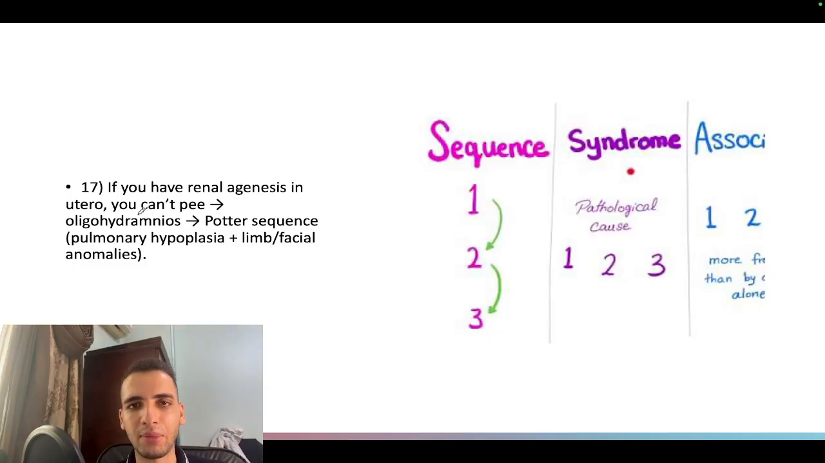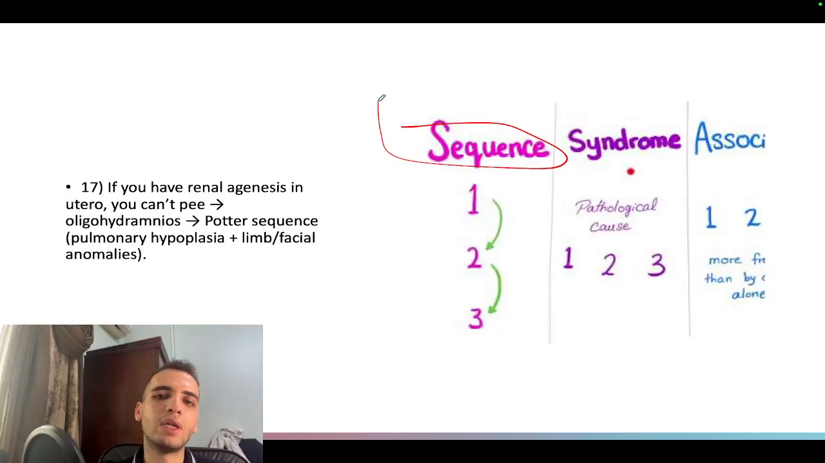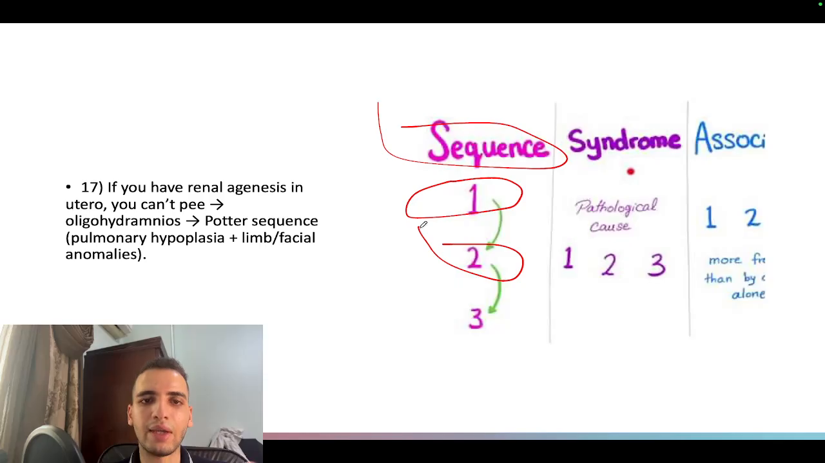Deformities, not malformation. Deformities meaning something from outside is deforming this baby. And it's very important that it's called Potter sequence, not syndrome and not association. Sequence meaning something is causing the other one. For example, we start with renal agenesis, then you will have oligohydramnios, then this oligohydramnios will cause the pulmonary hypoplasia and the limb deformities.